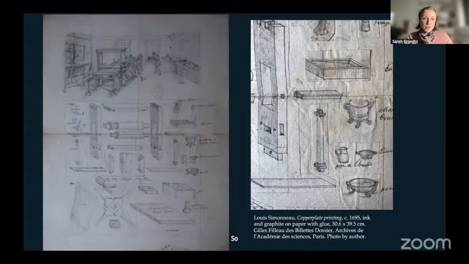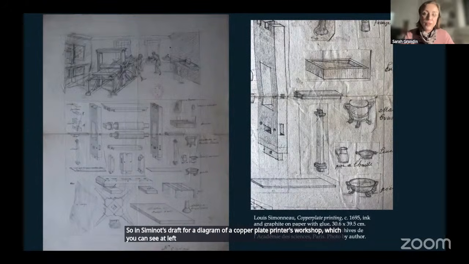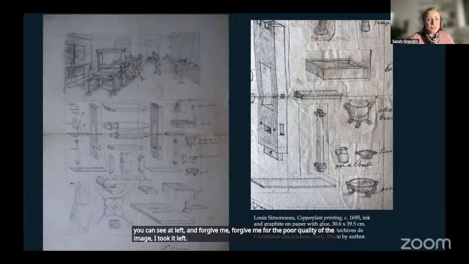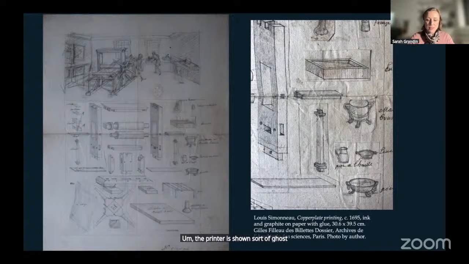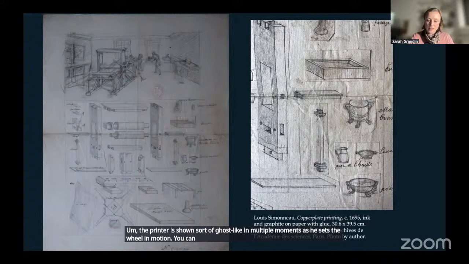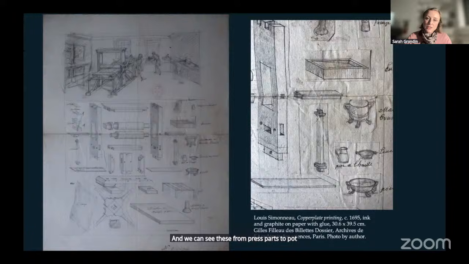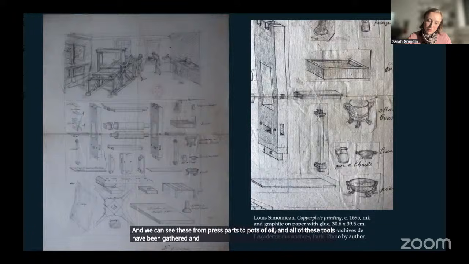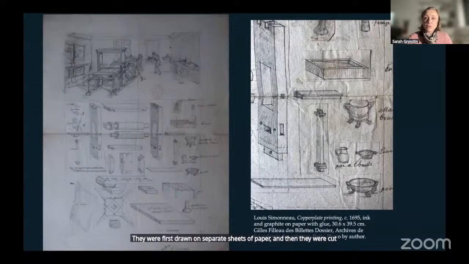So in Simonot's draft for a diagram of a copper plate printer's workshop, which you can see left, and forgive me for the poor quality of the image I took, the printer is shown sort of ghost-like in multiple moments as he sets the wheel in motion. You can see him in the top vignette. Beneath him and his colleagues is an array of tools, which I photographed in raking light, a detail of which you can see at right. And we can see these from press parts to pots of oil, and all of these tools have been gathered and glued to the singular surface. They were first drawn on separate sheets of paper, and then they were cut out individually and rearranged.